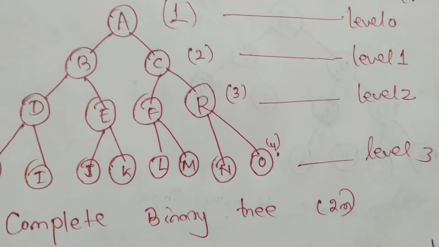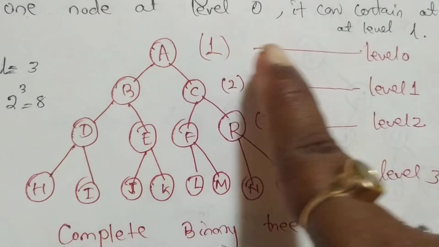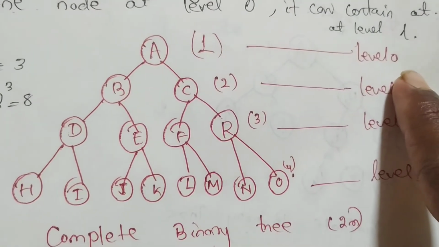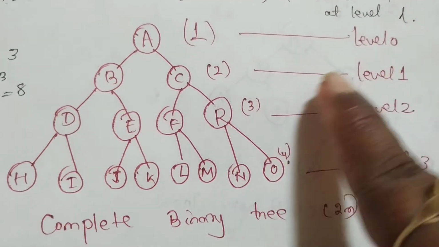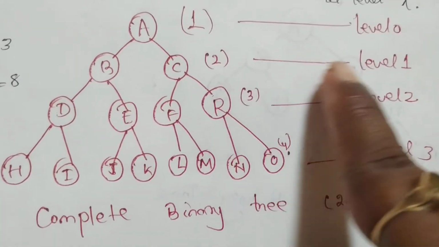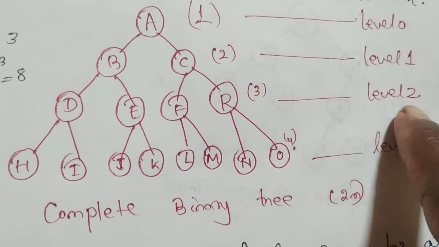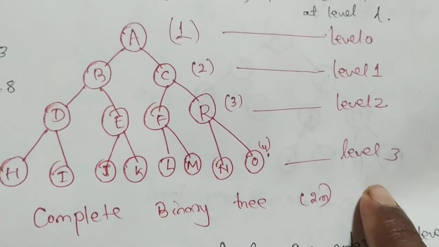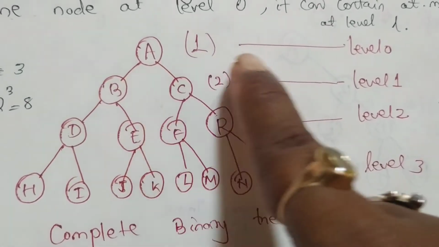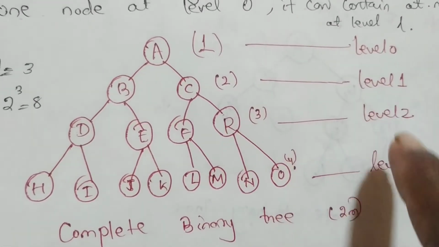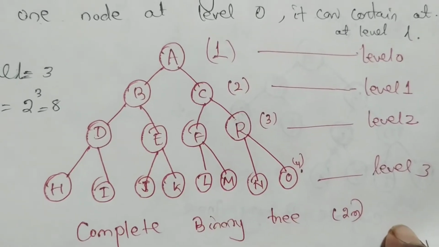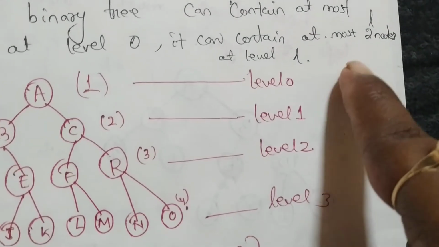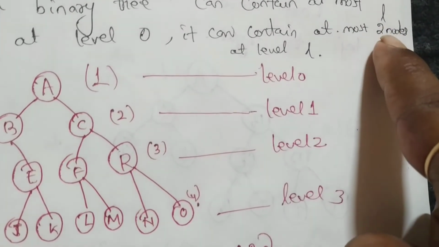Okay, in this binary tree the root is labeled as 0. We have to always label the root as 0. Then this is label 1, then this is label 2, then this is label 3. Starting from the root node, we have to label all other nodes. And according to the formula 2 to the power L, where L is what?